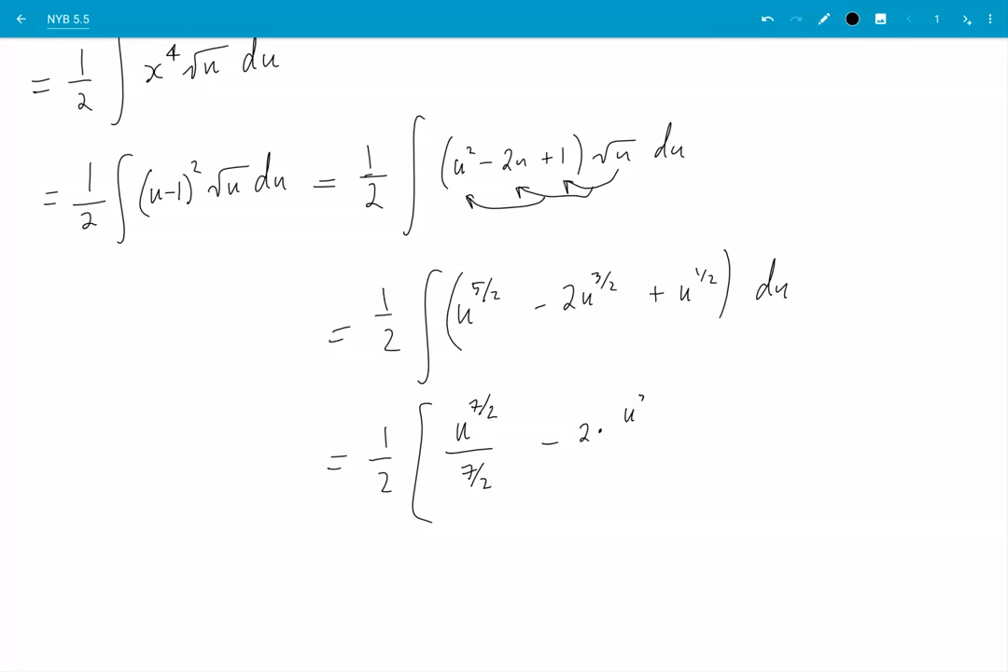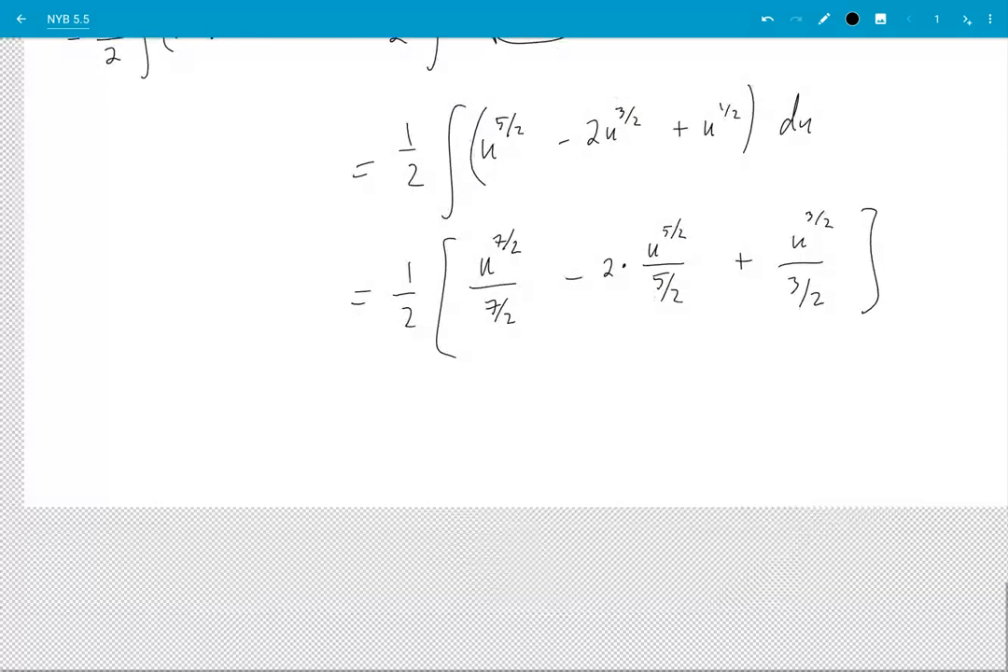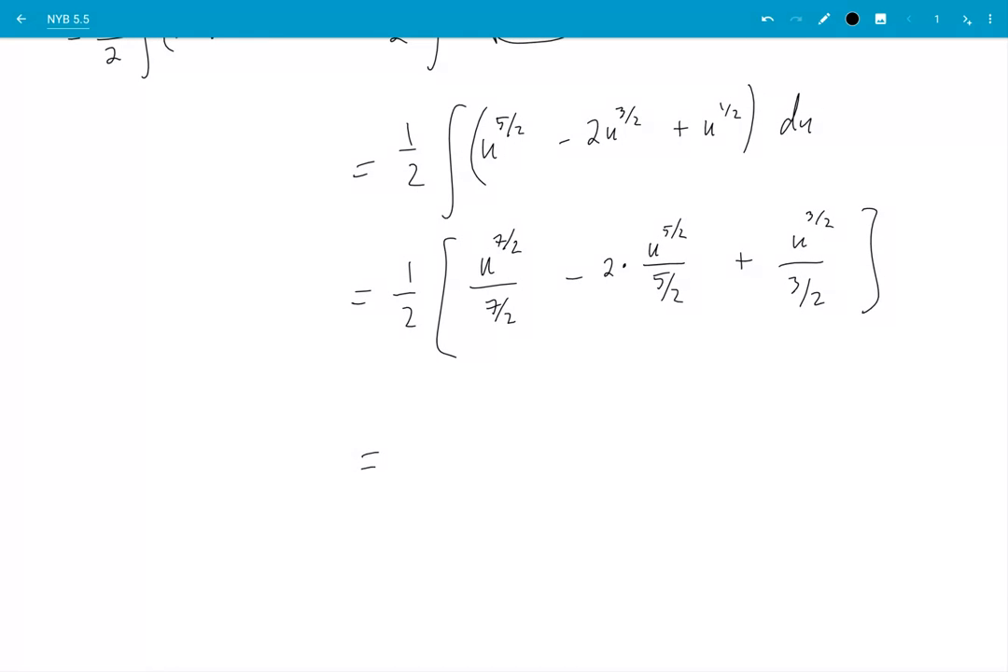Integrating, u to the 5/2 over 5/2, u to the 3/2 over 3/2. I'm just grinding this out. The rest isn't very interesting, but I think I'm okay. I can plug in my u again. Remember, u is equal to 1 plus x squared. When I do the 2 times the 7 halves, I get just 7 downstairs. Similarly, you get just a 5 under here.